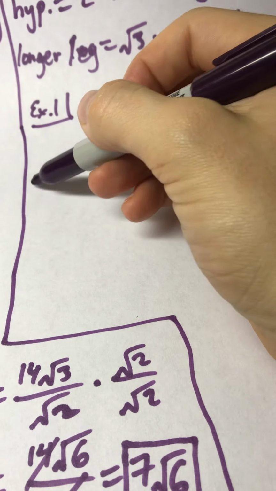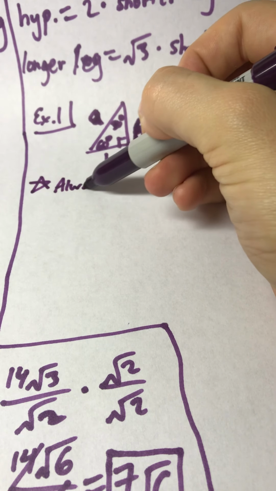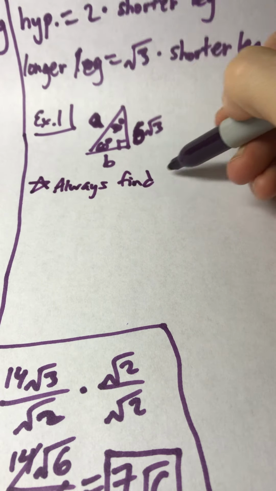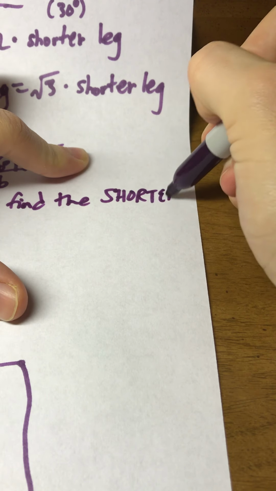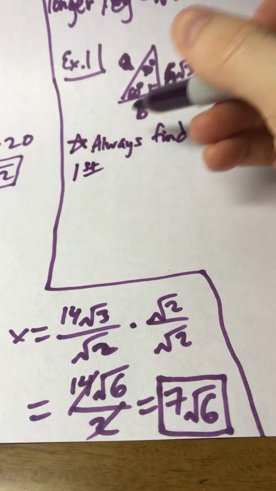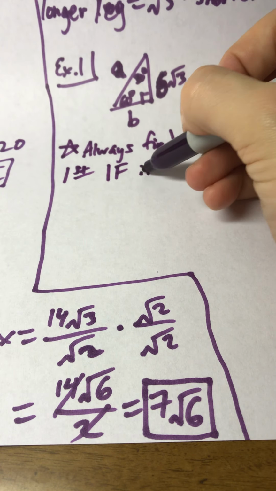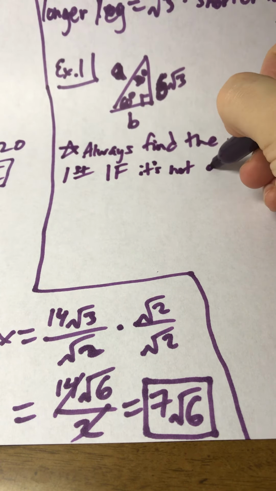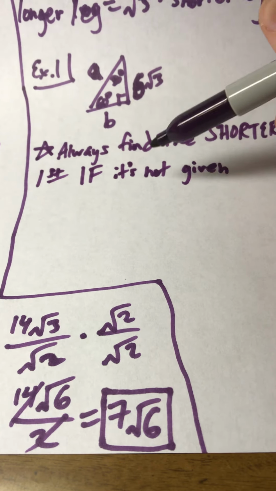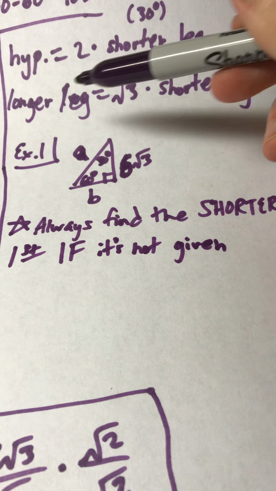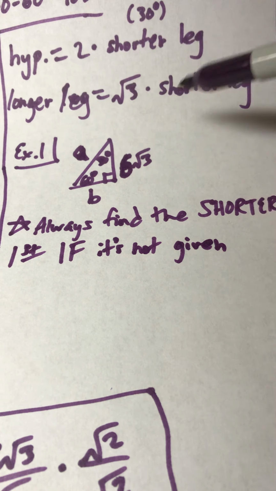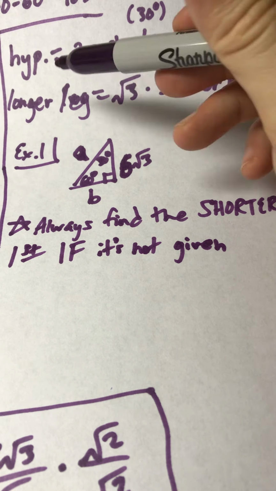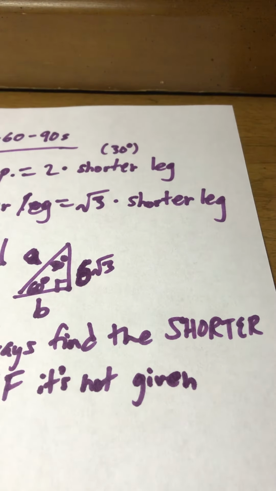Remember, the rule here is, and we talked about this a couple of months ago, you need to always find the shorter leg first if it's not given. Because remember, the shorter leg can be plugged in here to find the longer leg, or can be plugged up here into this equation to find the hypotenuse. So if you know the shorter leg, you can plug it into one or both of these equations and get the hypotenuse or the longer leg. So the shorter leg is like your golden side. It connects these two, right? It's sort of the bridge with these ratios, okay?